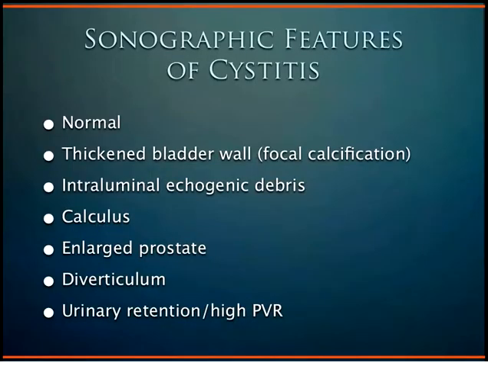When it comes to cystitis, the most common finding is actually a normal bladder wall. However, with repeated or severe infection, the bladder wall itself becomes thickened with focal areas of calcification often seen. Other findings of cystitis include intraluminal echogenic debris, or a stone within the bladder, prostatic enlargement, a bladder diverticulum, and urinary retention with elevated post-void residuals.